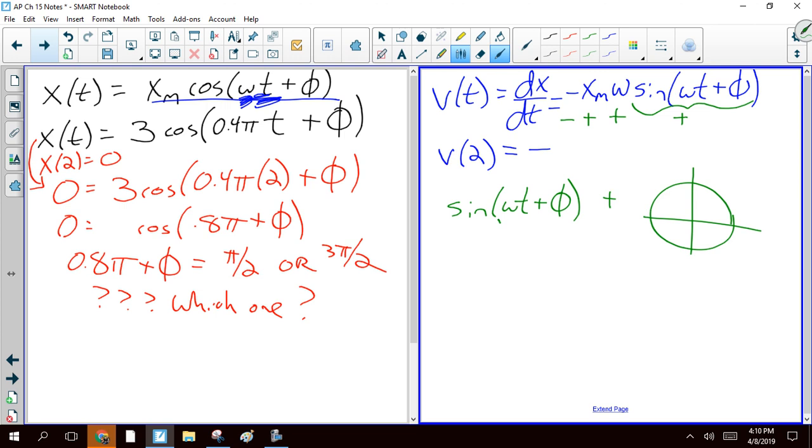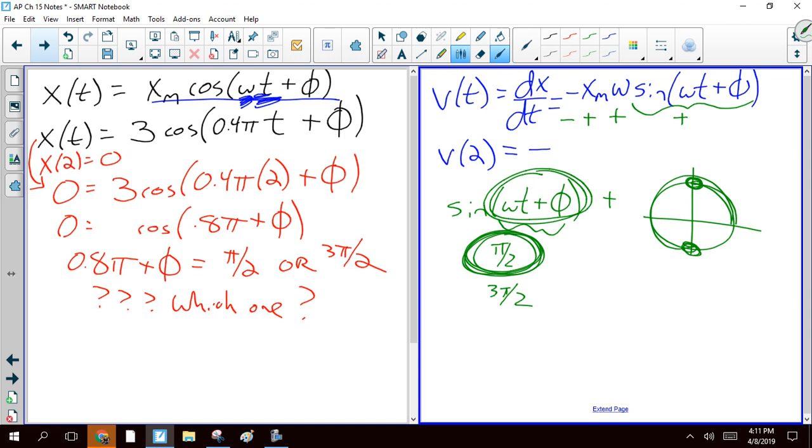Well, remember, I knew that this could be either pi over 2 or 3 pi over 2. At pi over 2 is where sine is positive. At 3 pi over 2, sine is negative. So we want that phase of motion to be pi over 2, so that we get a negative times a positive times a positive. Aha, so that's got to be pi over 2. Am I doing that right? This is where I made my mistake in the video last time. I want it to be positive. Yes, so it's got to be pi over 2.